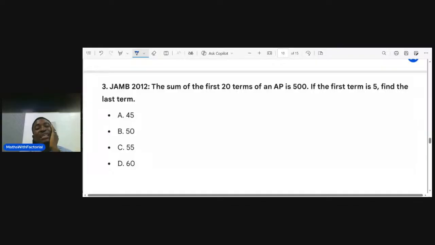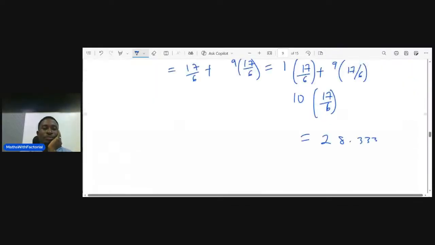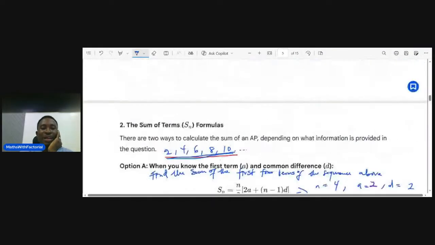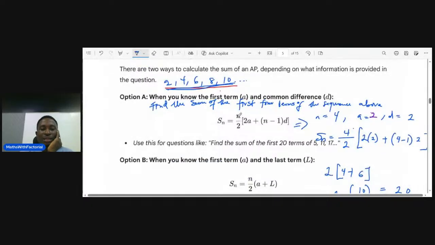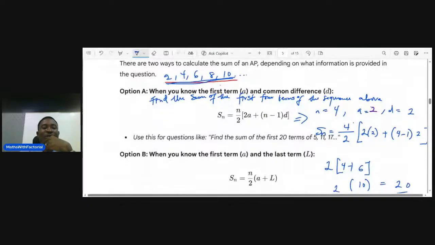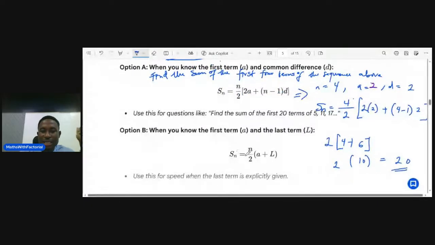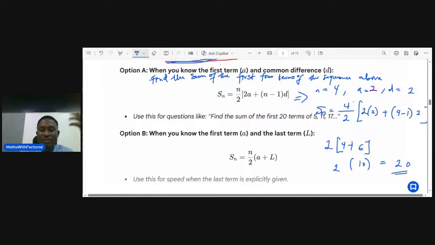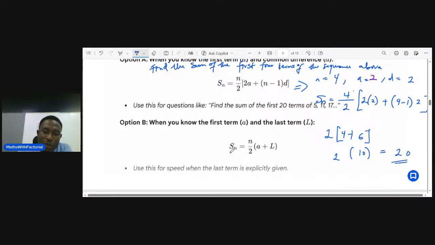Now, let me show you the formulas again. There are two formulas here. Sn equals n over 2 into bracket 2a plus (n minus 1)d. Another formula is for when you are given a last term, meaning the last term in that particular sequence. Sn equals n over 2 into bracket a plus l. In this question, this is the formula we're going to be using.